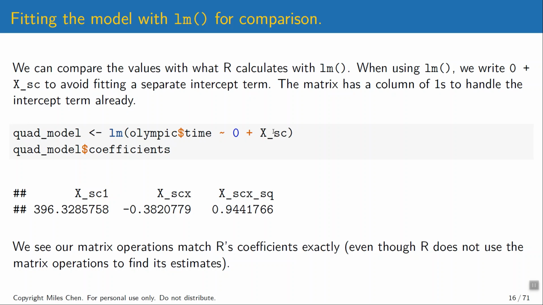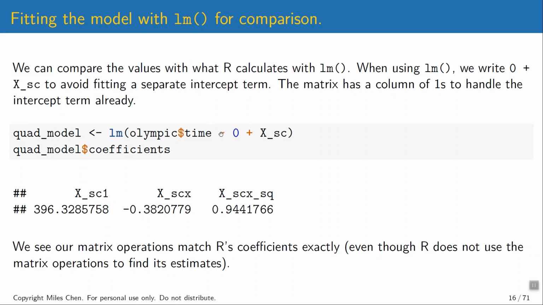I have to throw in a 0 plus. Do you remember doing anything like that? By default, the LM function in R will fit an intercept term. So you can just do y tilde x, and it will fit x plus an intercept coefficient. But that's already handled inside our X scaled matrix. Our X matrix already has a column of 1s for the intercept term, so we don't want to fit a separate intercept term.